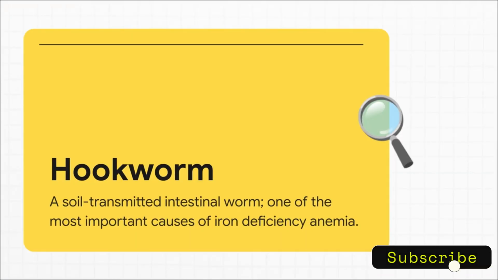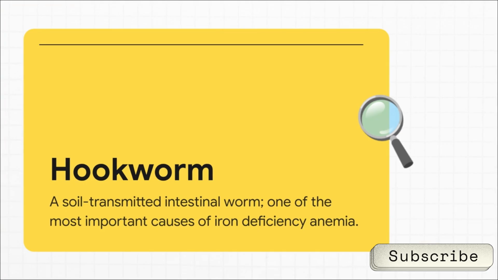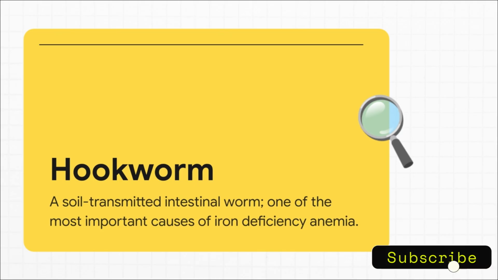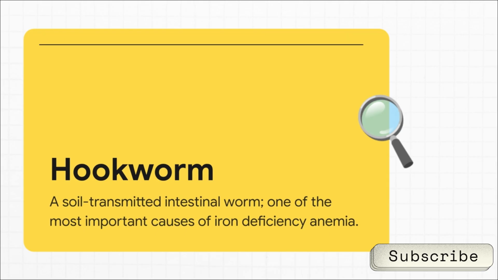Okay, let's start with the core definition. A hookworm is an intestinal parasite. Specifically, it's what we call a soil-transmitted helminth. But here's its clinical calling card. The one thing you absolutely, positively must link with it for your exams is iron deficiency anemia. That connection is the absolute center of this whole story.